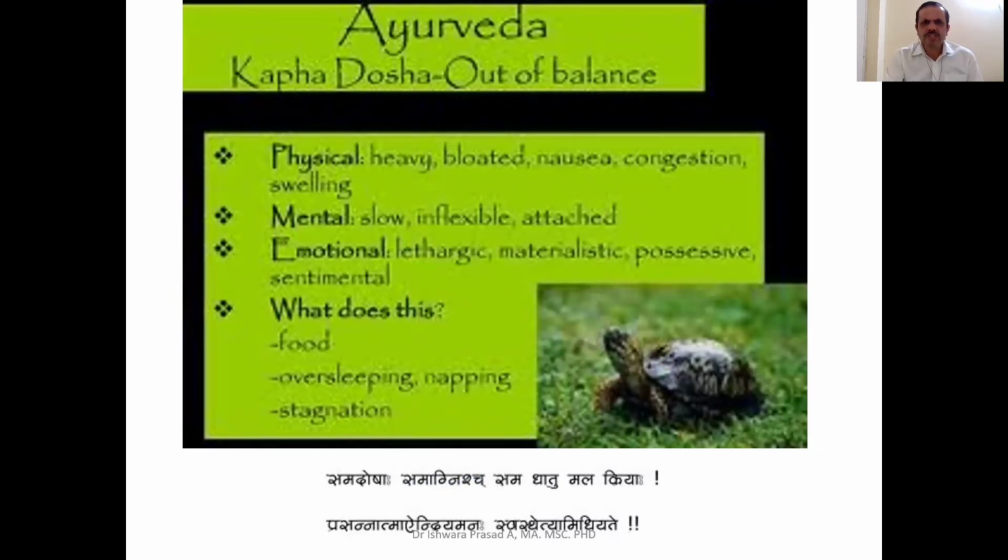So if kapha dosha is out of balance, then there will be some disorders. When everything is in equilibrium, then one is called healthy. Samadosha, samagnishcha, samadhatu, malakriyaha, prasanna atma indriya manaha, swastha iti abhidiyate.